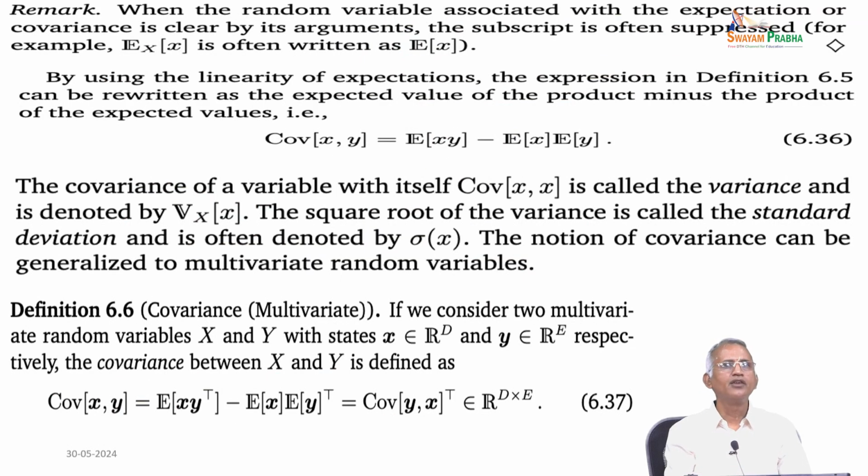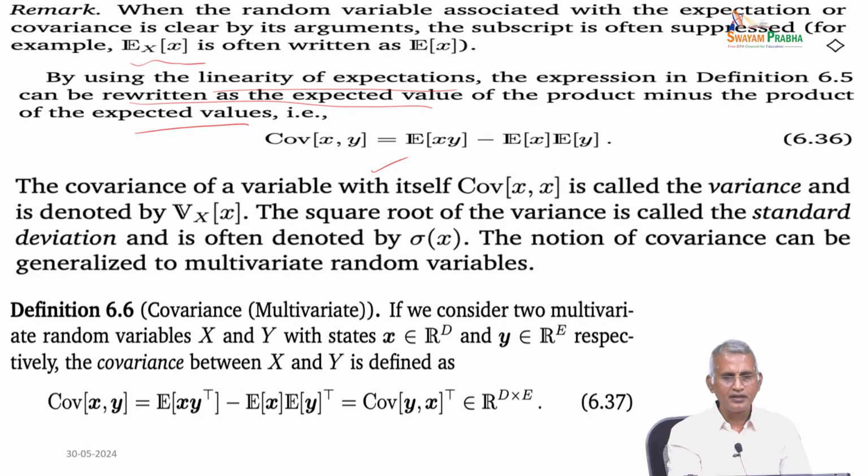Now, we have a note: when the random variable associated with expectation or covariance is clear by argument, the subscript is often suppressed. For example, E_X of x is often written as E of x. So, by using the linearity of the expectation, the expression in the definition can be rewritten as the expected value of the product minus the product of the expected values. Therefore, the covariance of x comma y equals E of xy minus E of x into E of y.